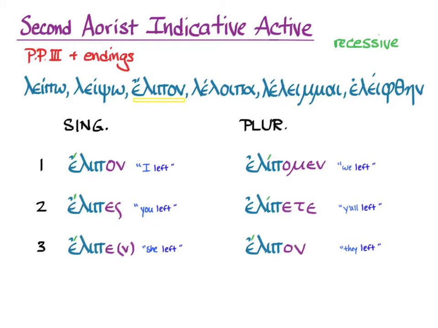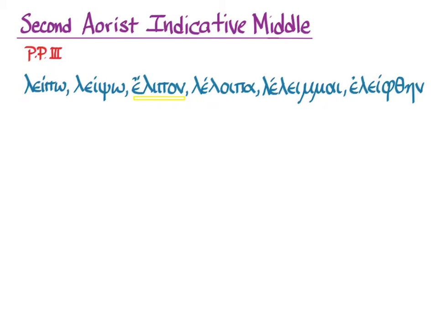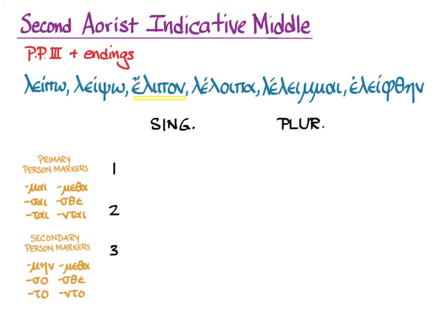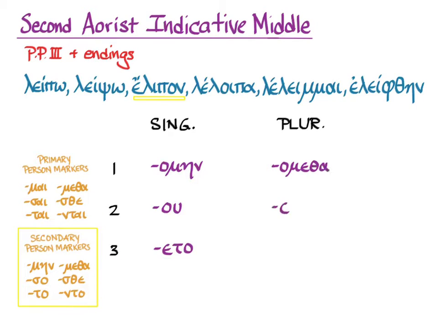Let's move on to the middle voice. Principal part 3 plus endings, and here they are. Oh, actually, let me remind you of the primary and secondary person markers. The aorist is still a secondary tense, and so even though we have this new set of endings and new form for the second aorist for our elipon type endings, we're still going to use the secondary person markers. And here they are: amen, u, eta, amatha, estha, anta.